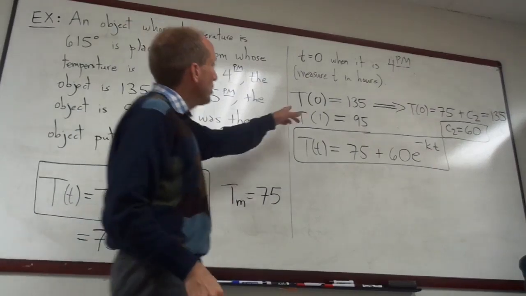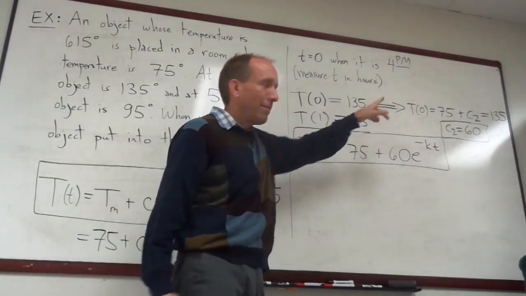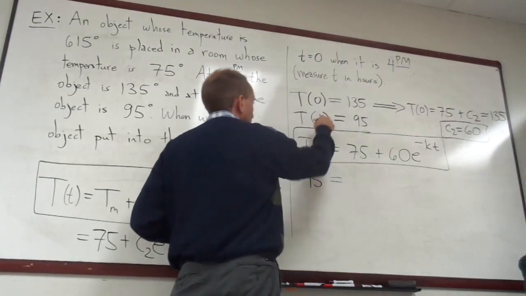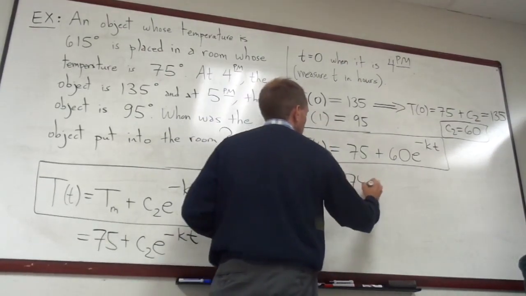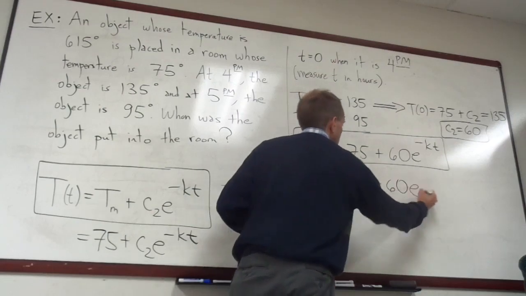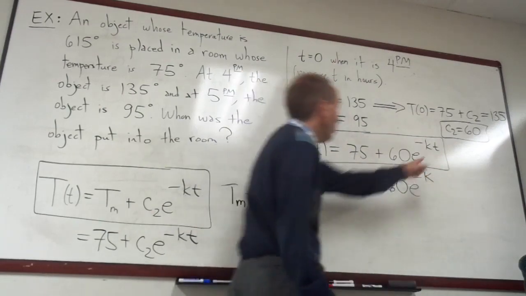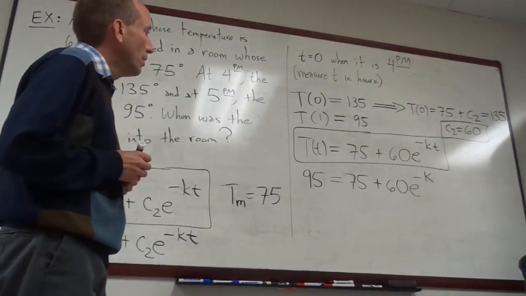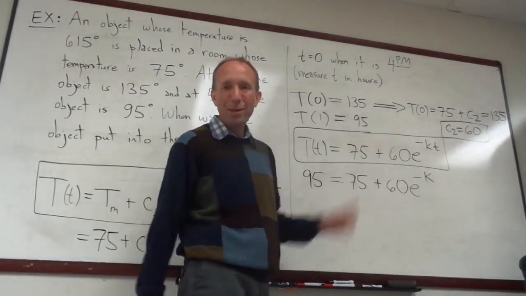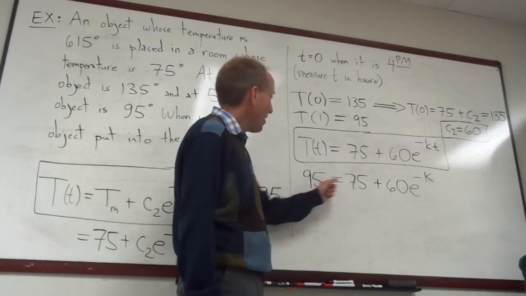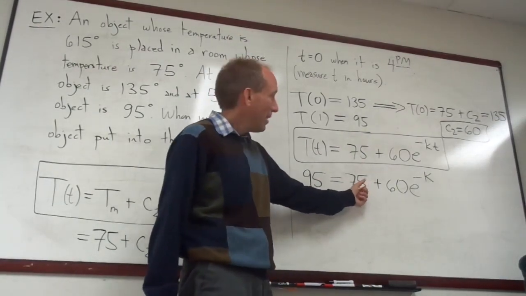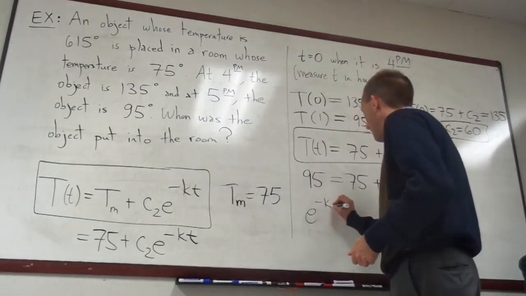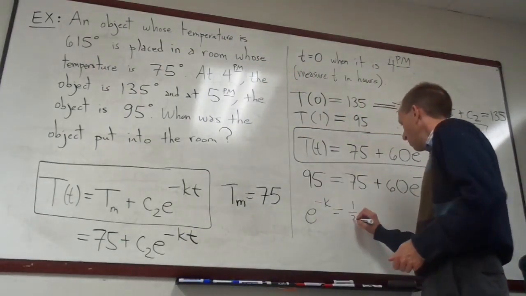Now we also know that T of 1 is equal to 95. So in other words, if I put in a 1 for t, I should get 95. Let me just work that out. 75 plus 60 e to the negative k. I'm putting in a 1 for little t here. Well, that's great because that's going to allow me to solve for k. 95 minus 75 is 20, and then I can divide by 60. That just gives me 1/3. So e to the negative k is equal to 1/3.